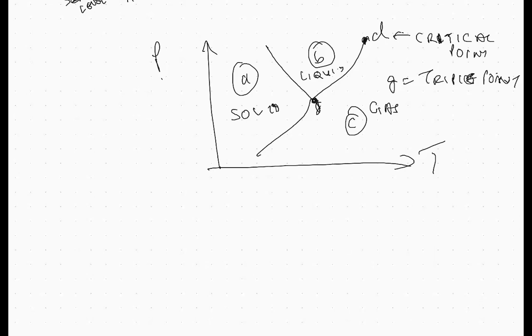So you need to know what these regions are, solid, liquid, gas. And also pay attention to this one. When the line is inclined this way, to your left, that means the solid density is less than the liquid density, like water.